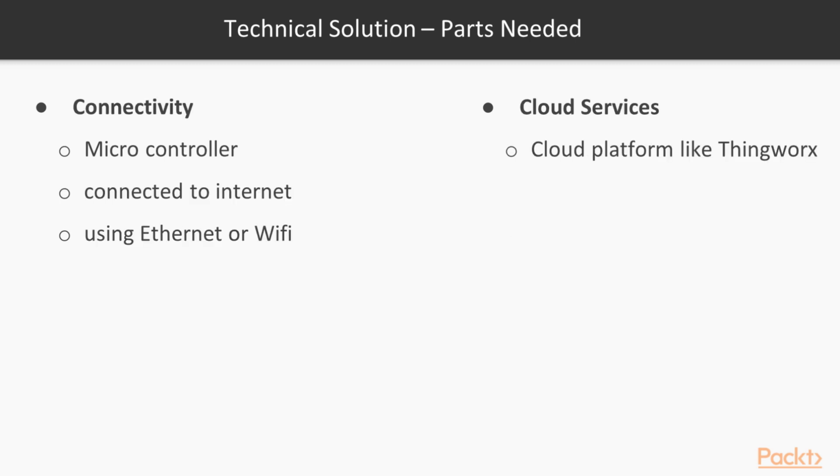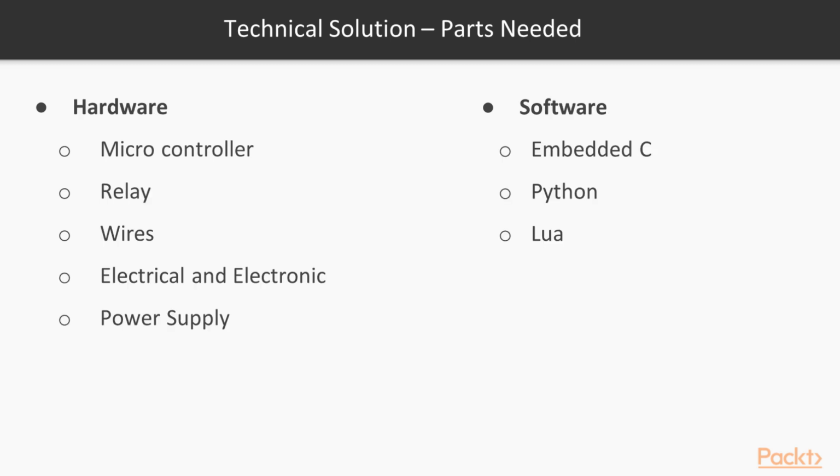Now in terms of connectivity, your microcontroller needs to be connected to the internet either via Wi-Fi or Ethernet or both. Now your microcontroller is going to be connected via the internet to another platform like ThingWorx. Now there are many platforms available in the market like ThingWorx, you have Carriot, you have ThingSpeak. And ThingWorx is one of the more mature, advanced and easy to use platforms available today. Now in terms of software, you're going to be using embedded C. You can also use Python if you're using a Raspberry Pi. You can also use Lua, which is primarily designed to run on IoT enabled devices.